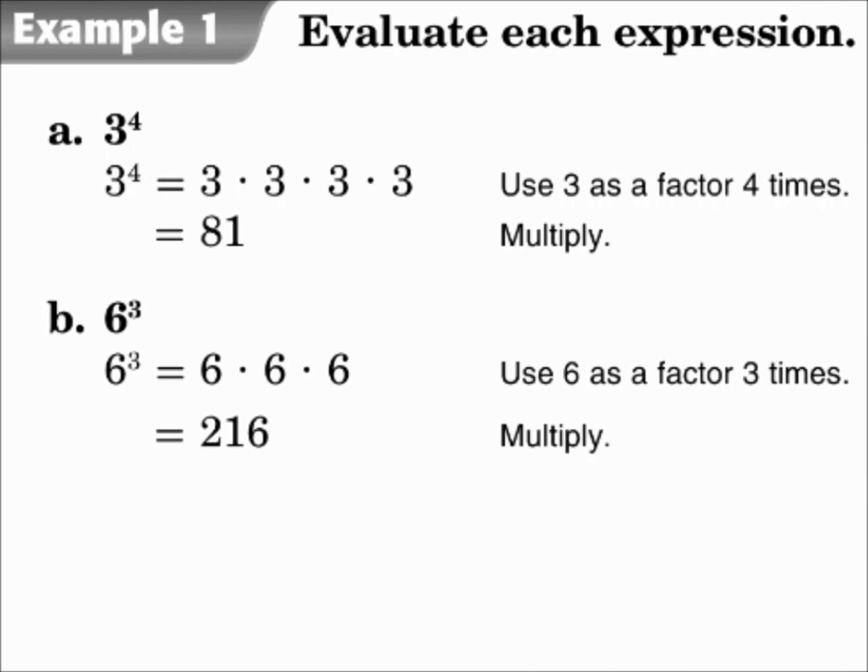For example 1, you're doing 3 to the 4th power. There's only one operation here, and that's the exponent. So you can just evaluate that. Remember, the exponent means multiply 3 by itself 4 times, and the result is 81. B is 6 cubed. Again, there's only one operation here, and that is the exponent. So we will do that. To cube something means to multiply it by itself that many times, so 6 times 6 times 6 is 216.